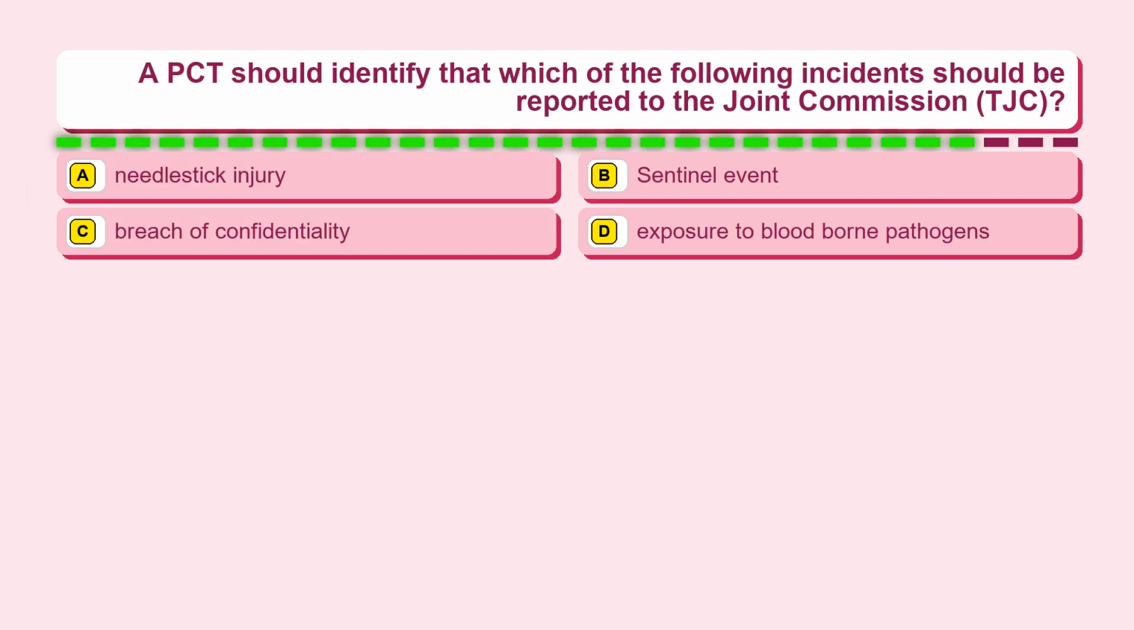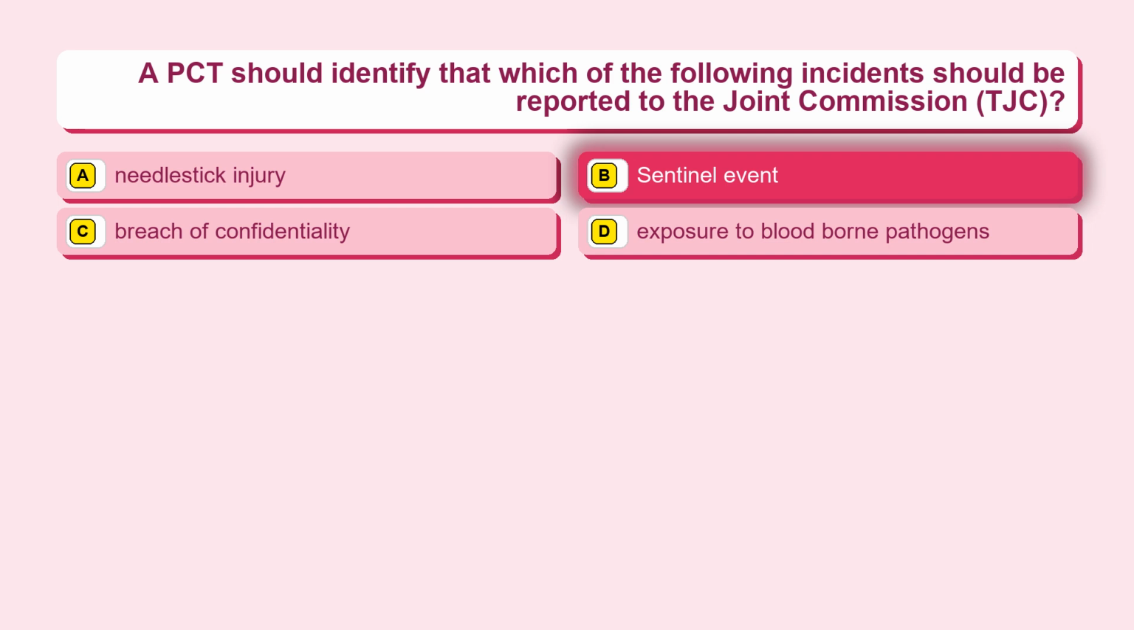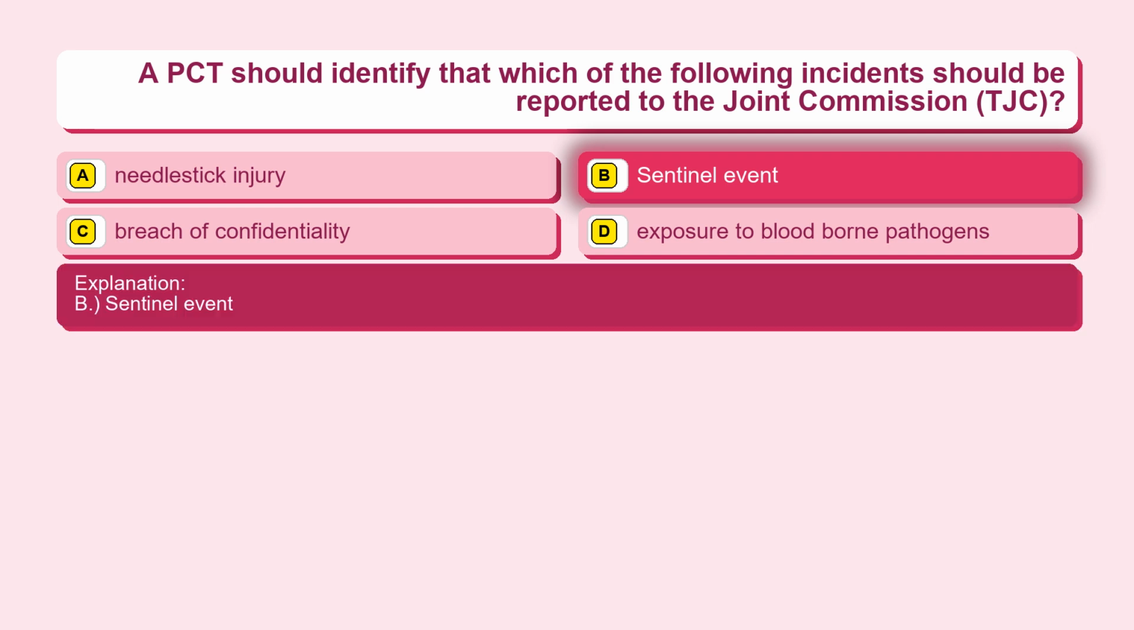Question 18. A PCT should identify that which of the following incidents should be reported to the Joint Commission, TJC. Option A, needle stick injury. Option B, sentinel event. Option C, breach of confidentiality. Option D, exposure to blood-borne pathogens. The correct answer is option B, sentinel event.